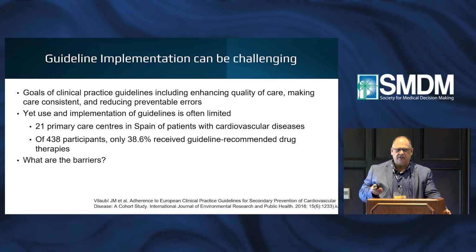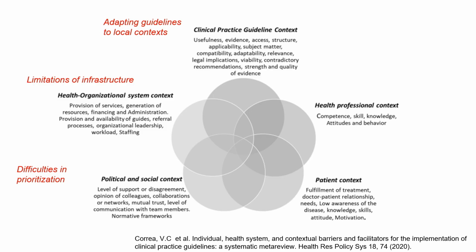So the next question, obviously, is what are the barriers to that? And there have been several systematic reviews now of this topic. And here's just the results from one review. All of them have come to more or less the same conclusions. Sometimes there are 6 circles, sometimes there are 5, but I just chose this one for illustrative purposes. So I won't go through all of these, but you can see that the big categories are political and social context, health organizational and system context, clinical practice guideline context, health professions context, and the patient context.